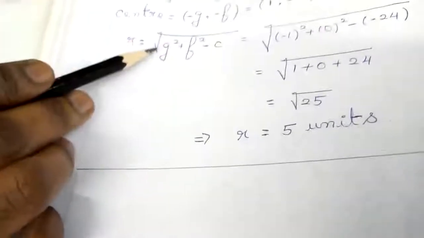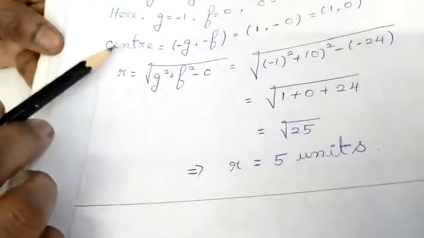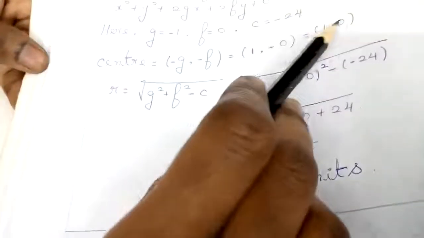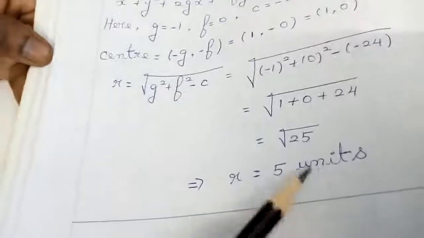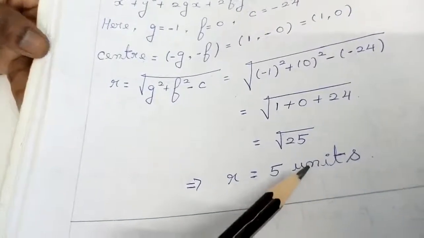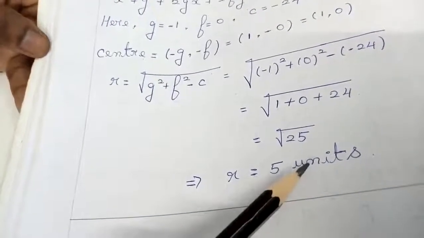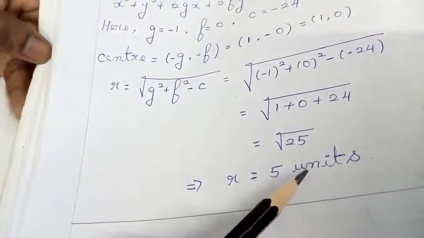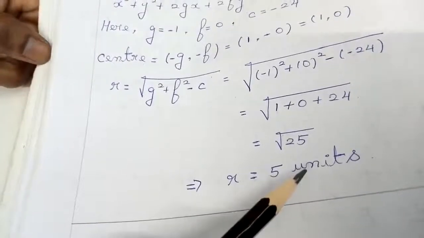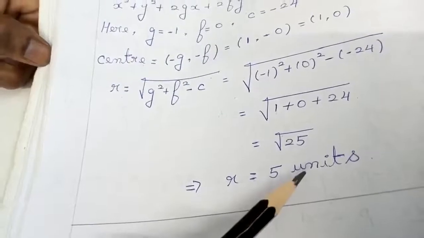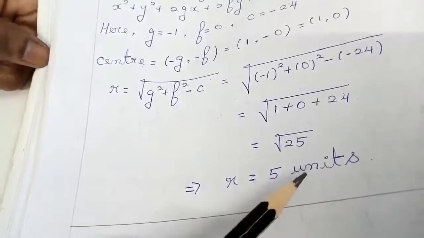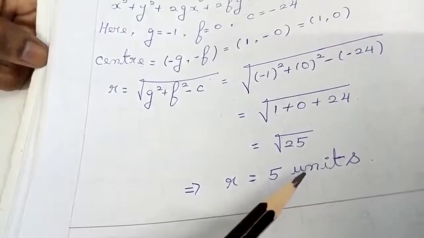Center and radius, apply the formula, students. After applying, you will get center equal to minus 1 comma 0 and radius equal to 5 units. So in this class we have completed exercise 5.1, students. Please understand the concept, be clear with the equation of circle, understand the question and apply the formula according to the sum. Thank you.